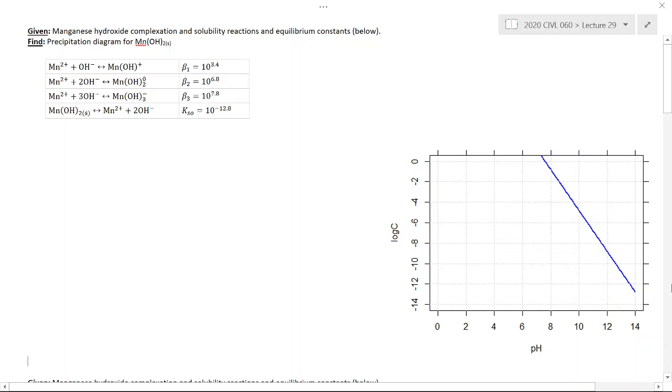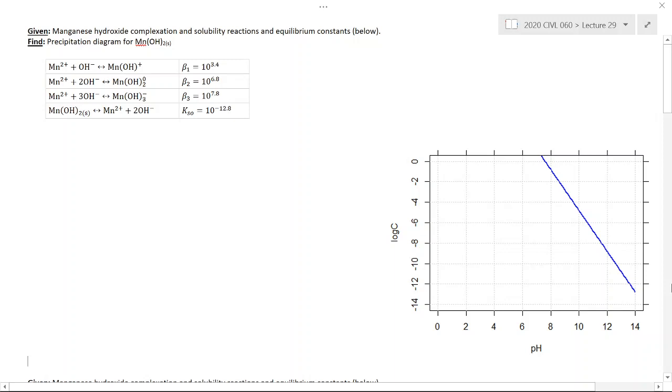Today I'm going to show you how to create a precipitation diagram in order to show what a precipitant looks like and how it relates to the pH. So the example I'm going to use in this video is manganese, which is an important metal in drinking water systems because it can form a precipitant that is undesirable.